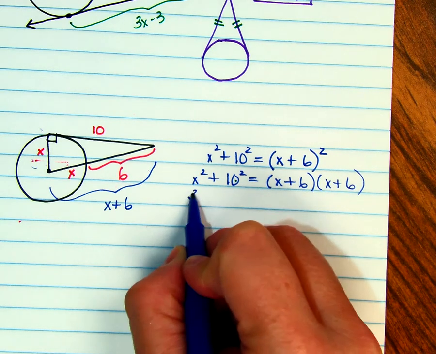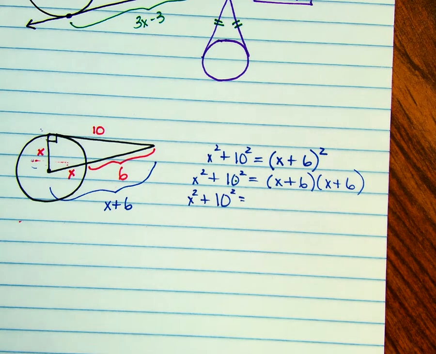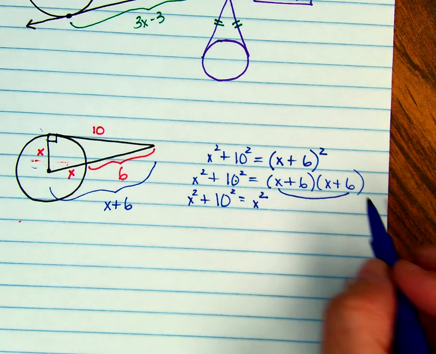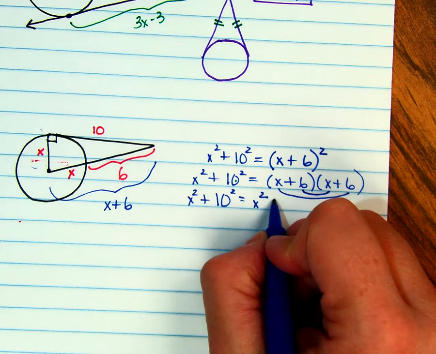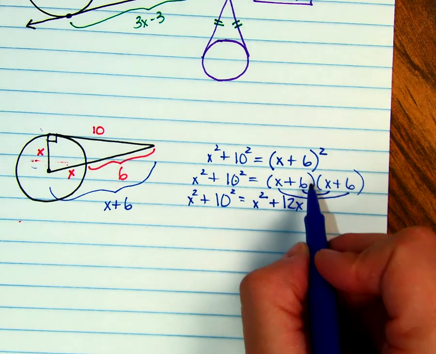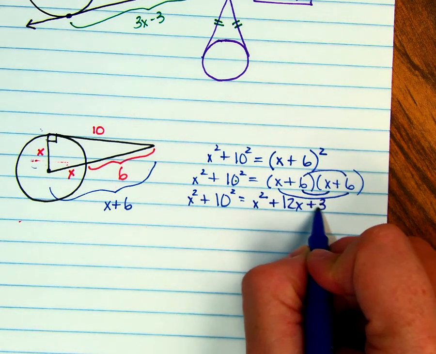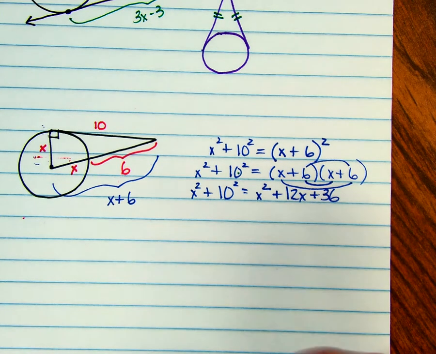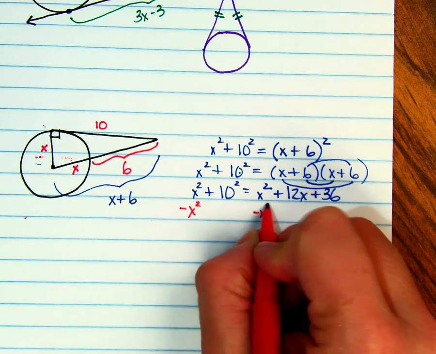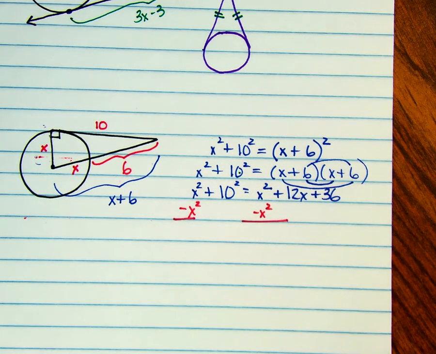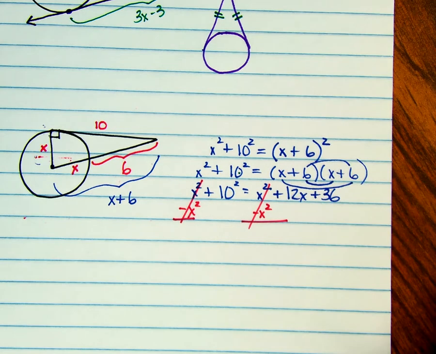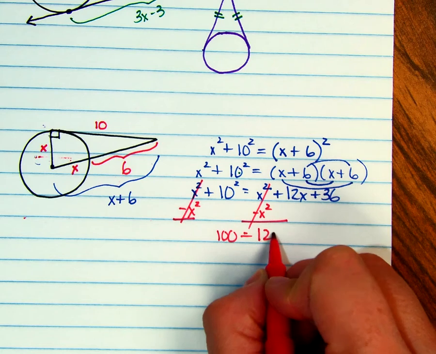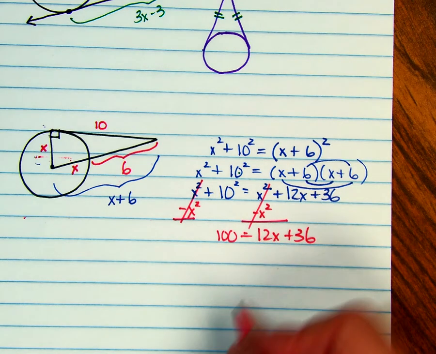And then it comes right back to FOIL. So firsts gives me x squared. Outers gives me 6x. Inners gives me 6x, which gives me a positive 12x. And then my last gives me a positive 36. Notice what happens with the x squared, so don't panic that you actually have a quadratic. Because as soon as I subtract them from each side, they are going to cancel out. So 10 squared is 100, 12x, plus 36, and you're right back to solving.